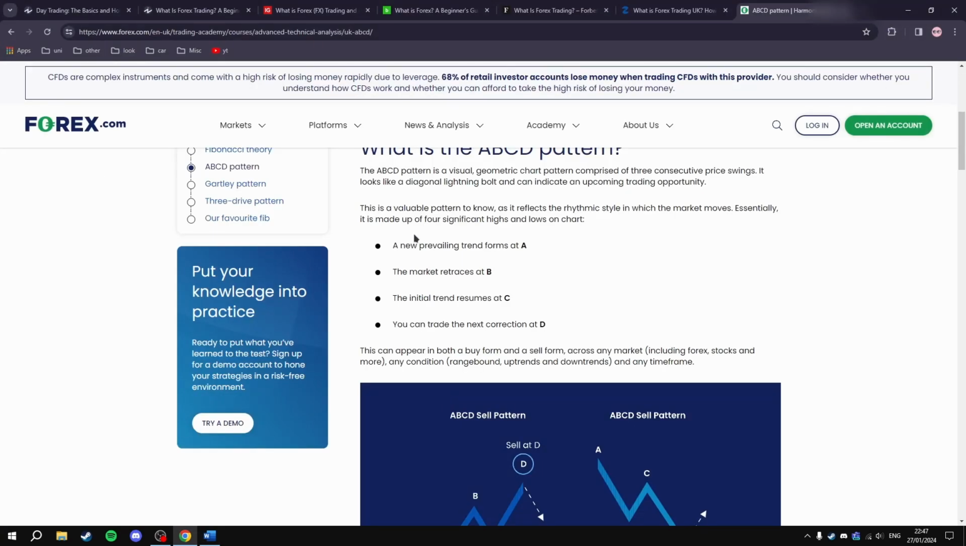This is a valuable pattern to know as it reflects the rhythmic style in which the market moves. Essentially, it is made up of 4 significant highs and lows on the chart.